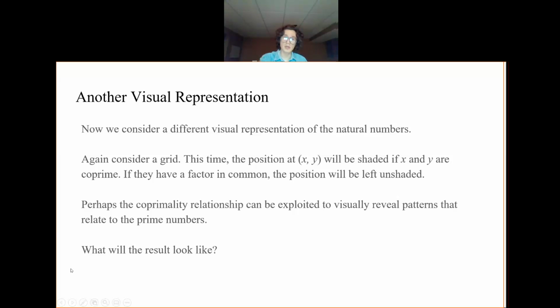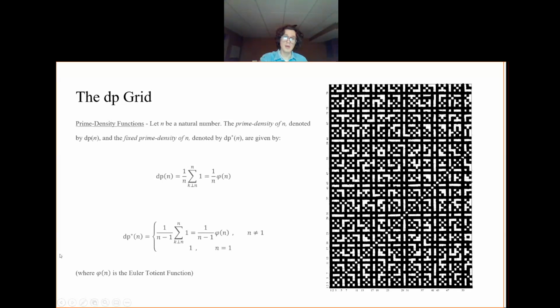Now, what's this going to look like? And we have the DP grid, which stands for prime density. The prime density grid is the coprimality relationship on display for us to see. You can see that there's definitely some patterns happening there. It seems to be very rhythmic, and there's some lines that are unbroken. There's some patterns within these lines.